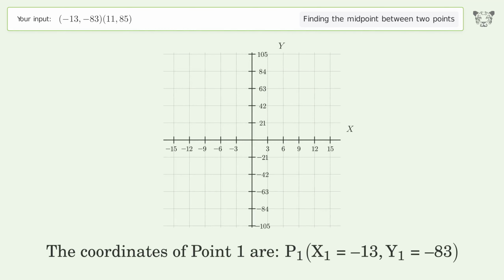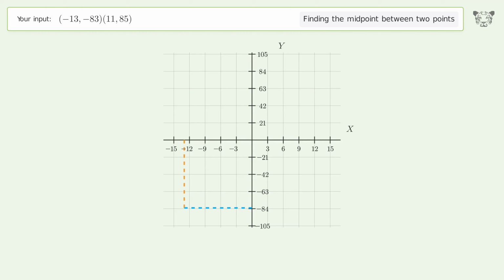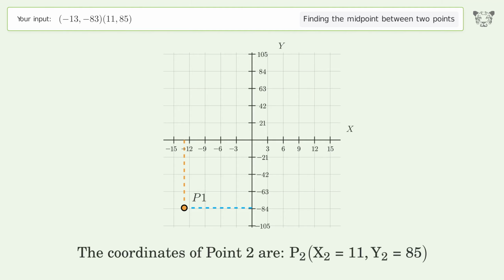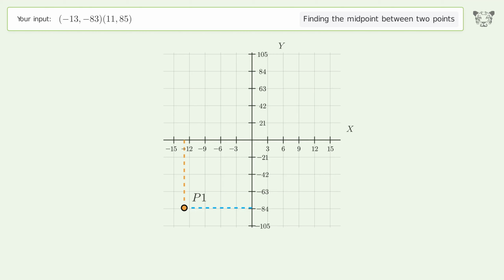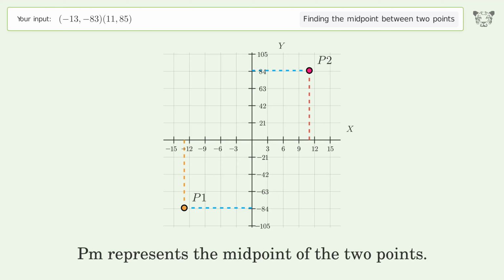The coordinates of point 1 are x1 equals -13, y1 equals -83. The coordinates of point 2 are x2 equals 11, y2 equals 85. PM represents the midpoint of the 2 points.